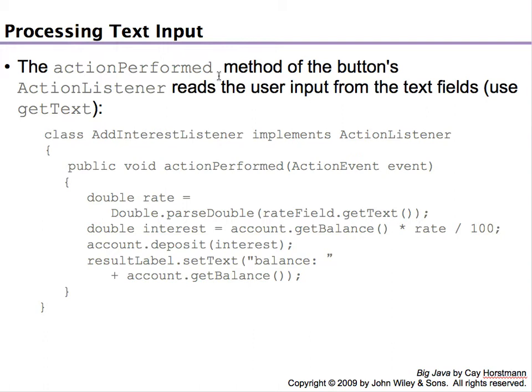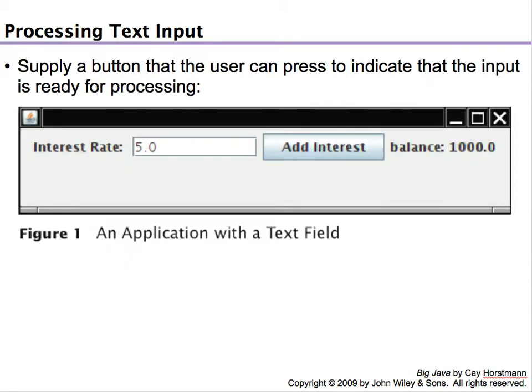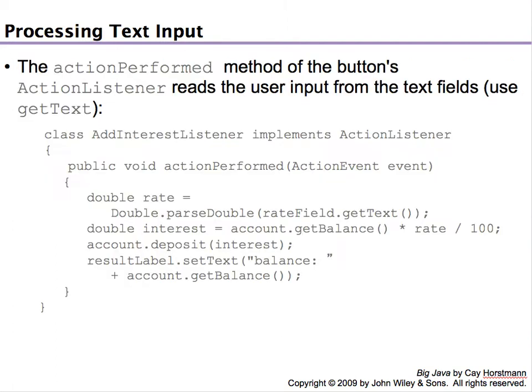To process the text input, the easiest way is the button. So the user, after they enter the text they want, clicks on the button, and in this case you use the action event on the button and you listen to it by implementing an action listener. So here we're creating a class, AddInterestListener, that implements ActionListener, which provides one method called actionPerformed, where you put the information you want.